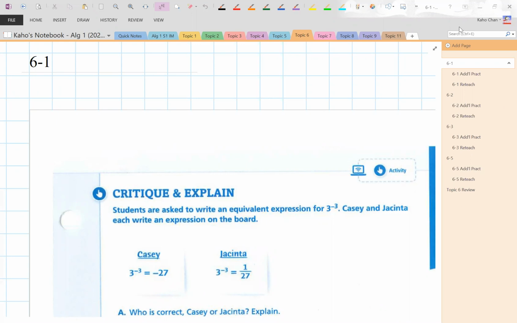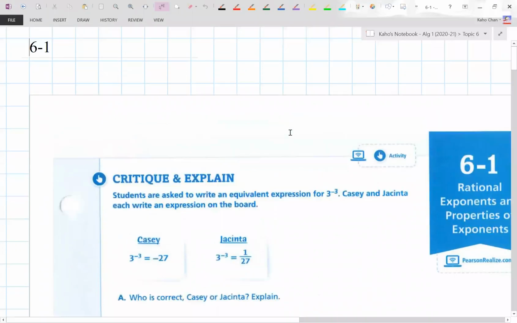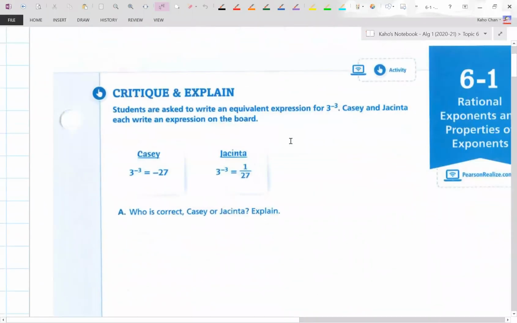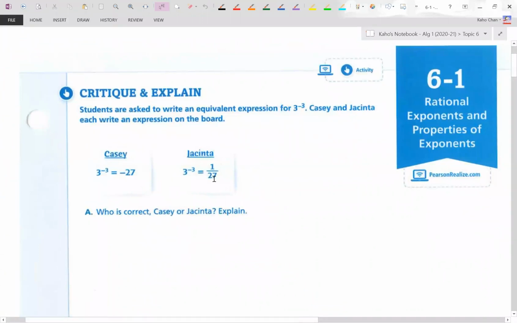Get ready for some new materials today. It's going to be kind of shocking and exciting at the same time. 6-1. It's called Rational Exponents and Properties of Exponents.